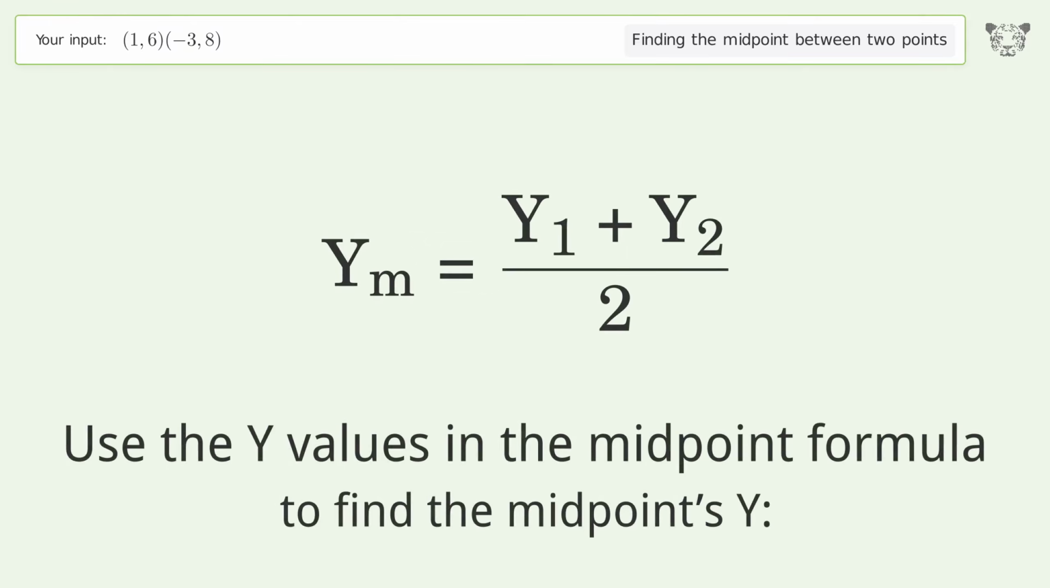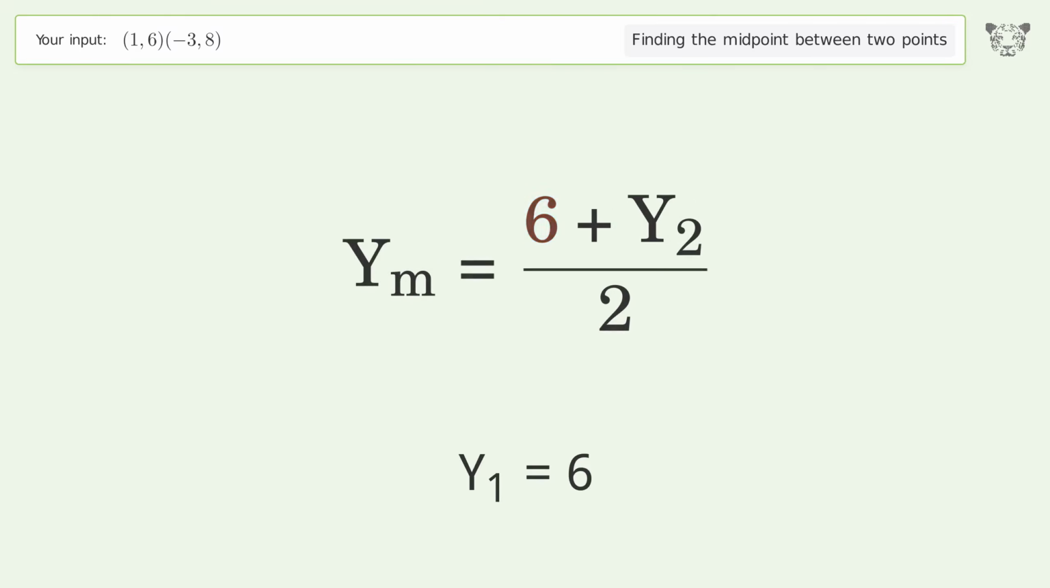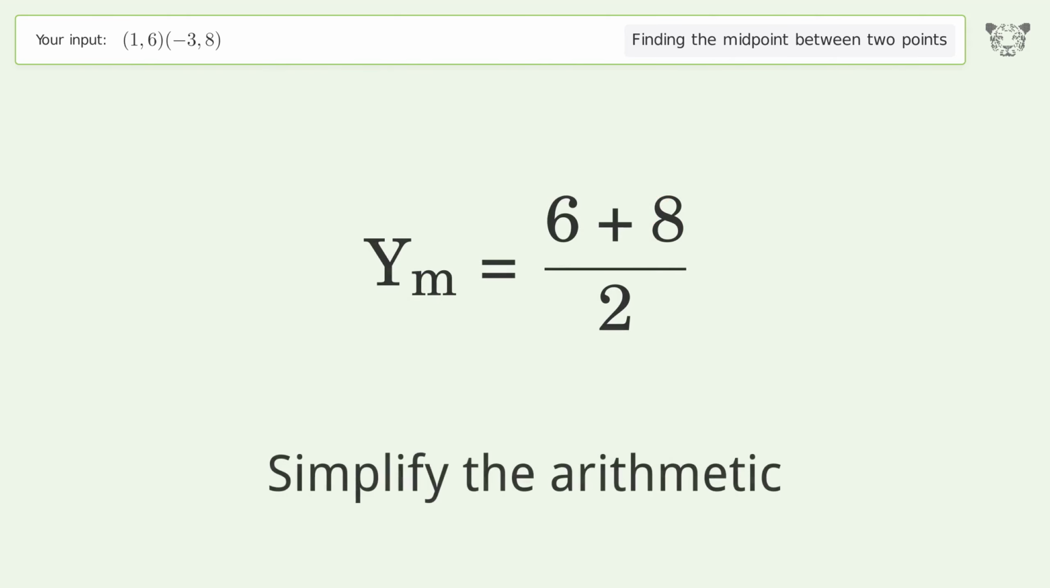Use the y values in the midpoint formula to find the midpoint's y. y1 equals 6. y2 equals 8. Simplify the arithmetic.